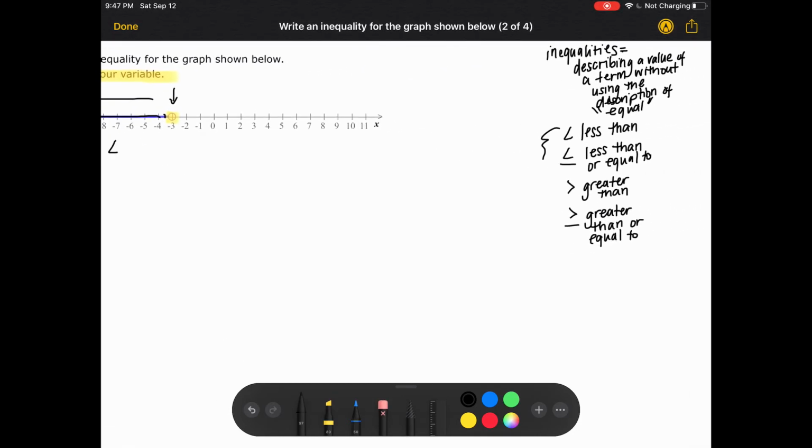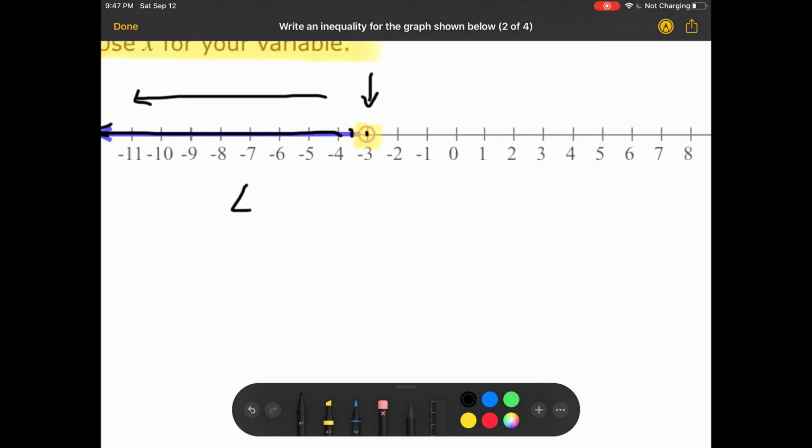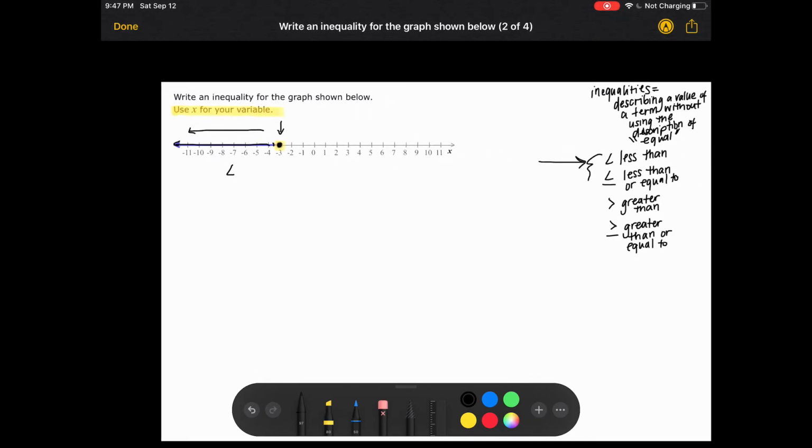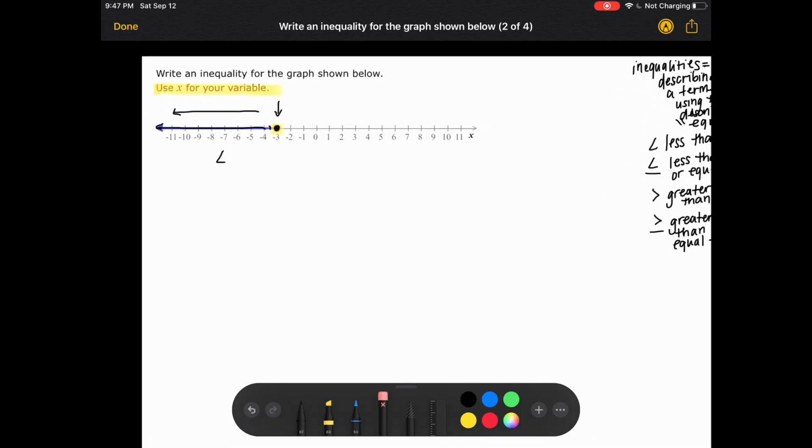Because of that, I am going to choose the less than. Now, if it was a closed dot, it would include -3. So I would choose less than or equal to, because it can equal -3 if it were a closed dot. But I'm going to get to that in a second.